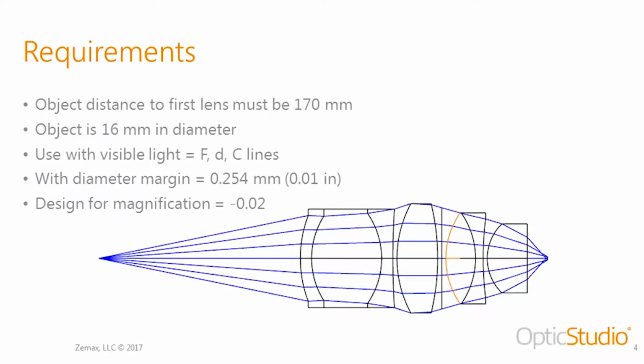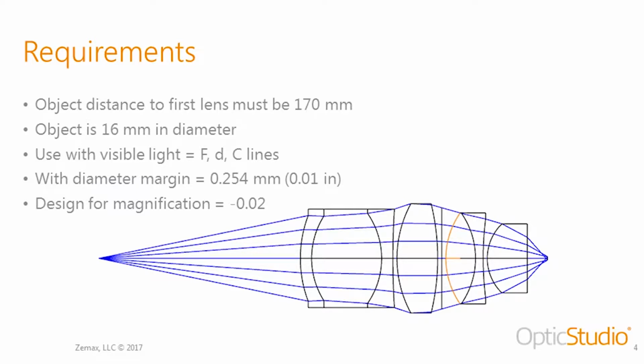Without further ado, let's jump right into it. This slide shows the requirements that we'll be using when optimizing the OpticStudio file. The screenshot shown here is the starting file, and as you can see, there's a lot of work that needs to be done. But we are going to increase that first air spacing that you're seeing. That's the distance from the object plane to the first lens, and that needs to be 170 millimeters.